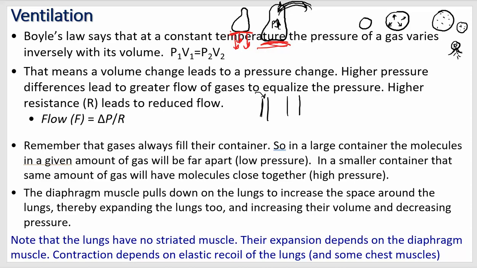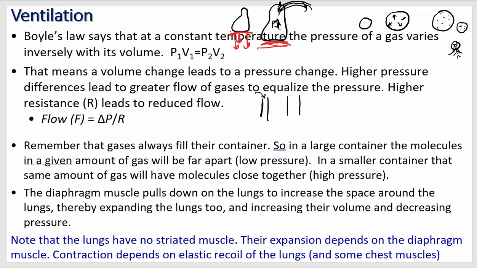So again, I want to reiterate like 7 times that the lungs have no striated muscle. They don't do any of this on their own. They're just bags. Their expansion depends on the diaphragm muscle. So expansion is the only thing that we actively do; we have a muscle to pull the lungs open. We don't have any muscle pushing them closed.